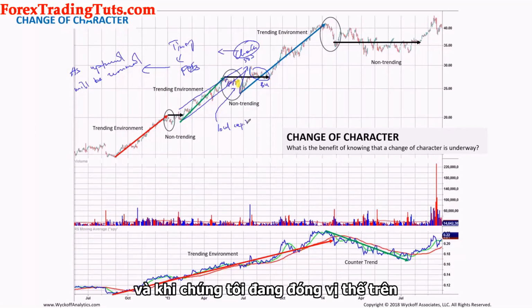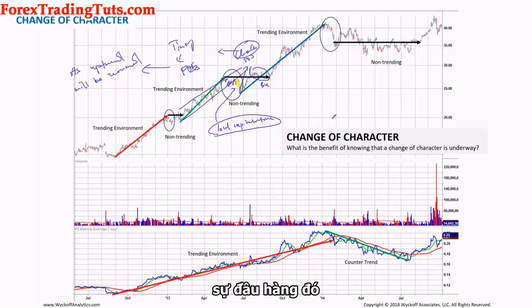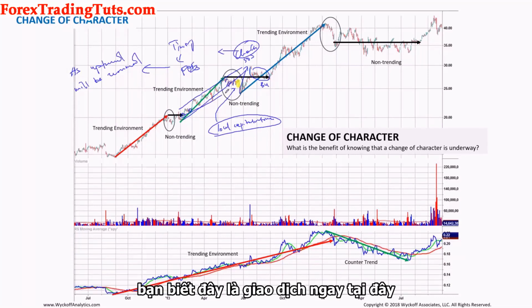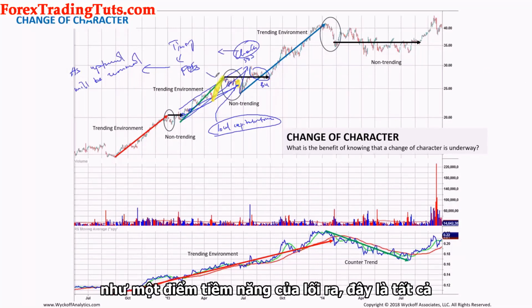And as we're closing the position on that particular bar, we will be a part of that capitulation. We still will have a really great trade. This is the trade right here. And for a swing trader, that could be a great trade. Later on in the course, or rather in the practicum, I will show you how to identify this action as a potential point of exit.